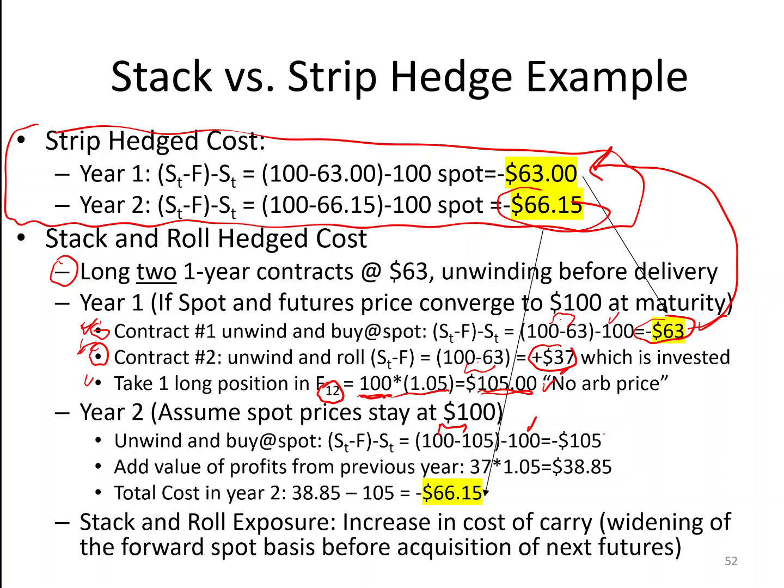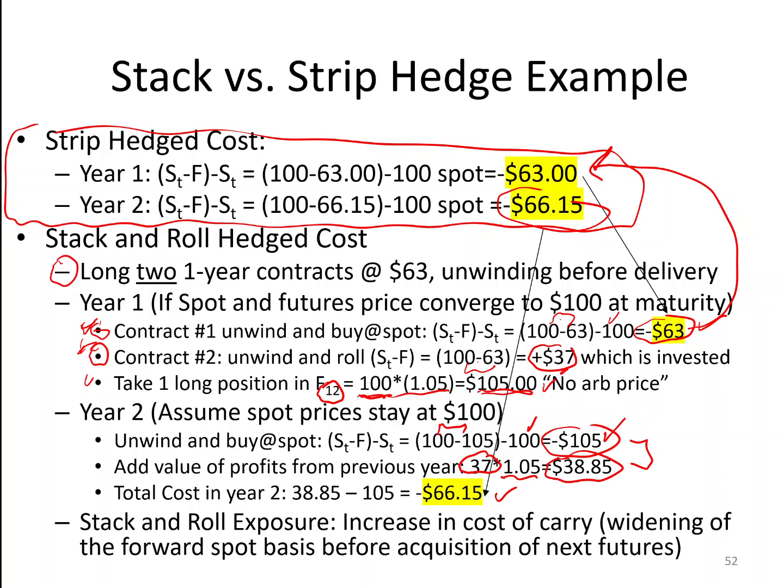So effectively, they're going to pay $105, but not so fast. Remember that $37 of profit they got from that contract the first year that was invested at 5%? That gave them profit of $38.85. When I take the $105 they paid for oil plus the profit from the first year, it effectively cost them $66.15 for oil in year 2.